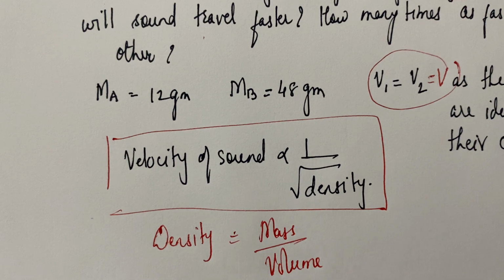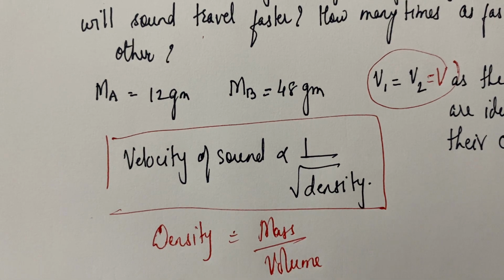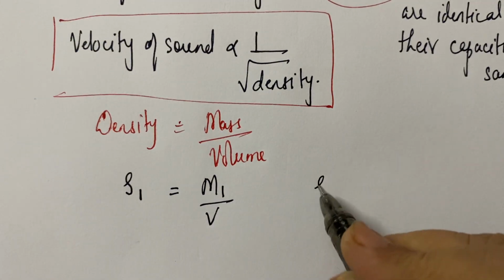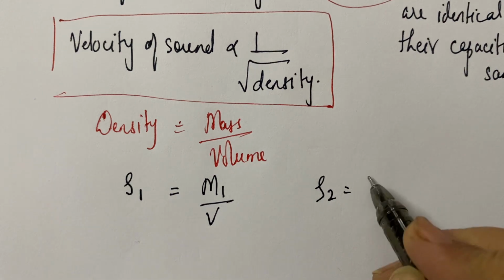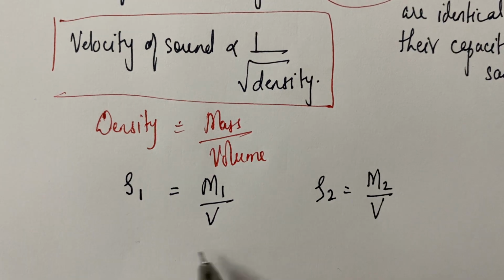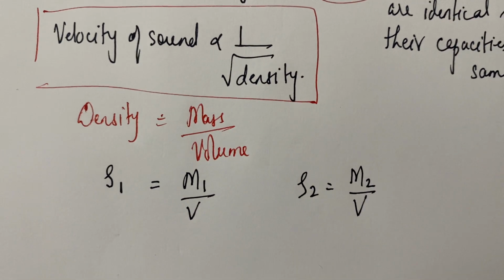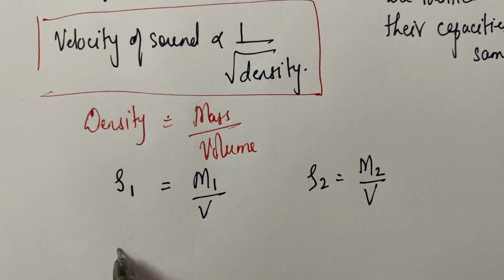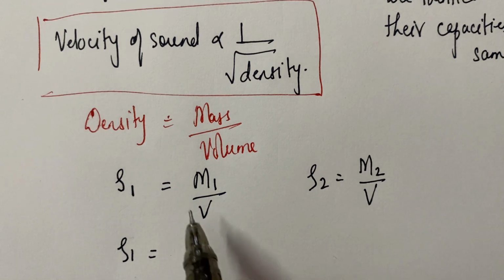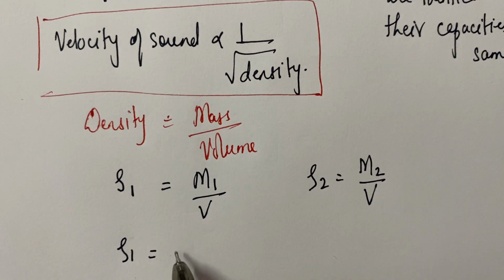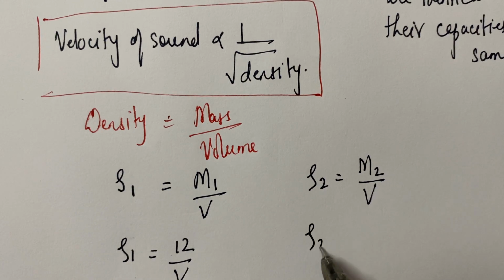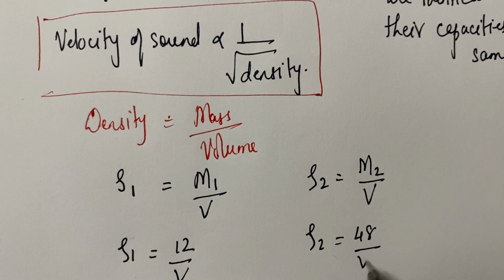So density is denoted by rho. Rho 1 is m1 upon V, and rho 2, the density, is m2 upon V. V क्यों same है? Because the capacities of the two bottles are the same. Okay. So now what will be the density of the first one? This is 12 upon V, and this will be 48 upon V.